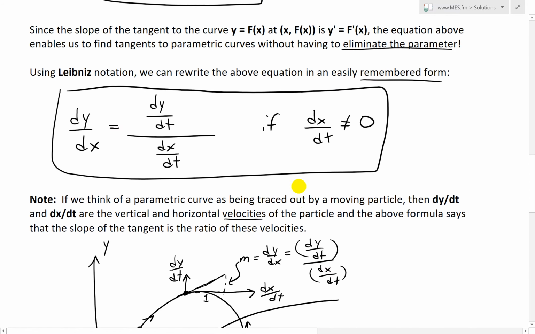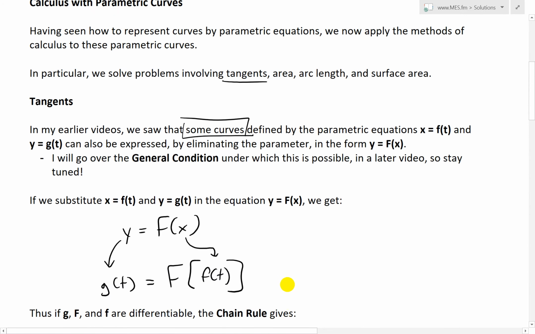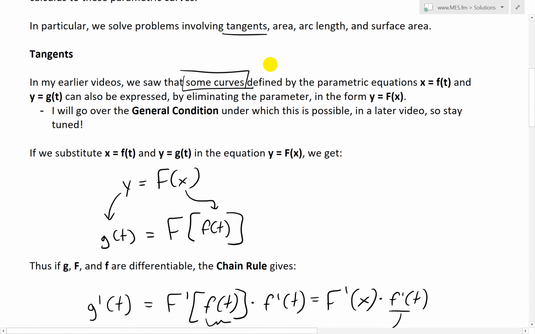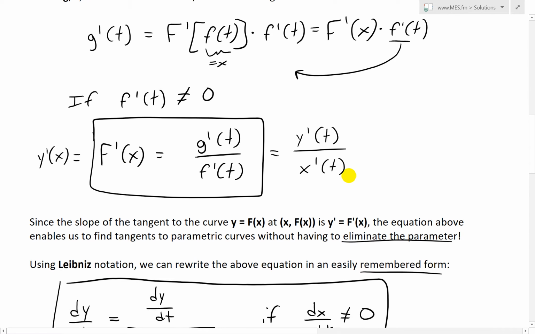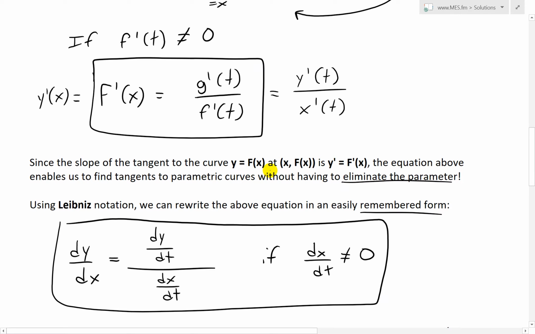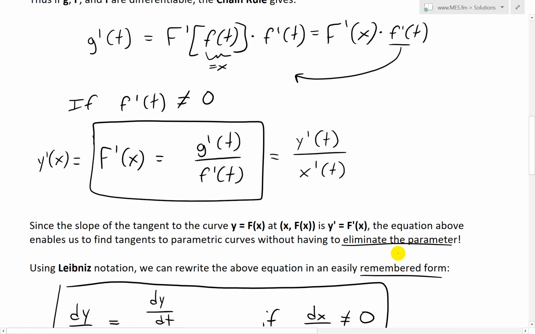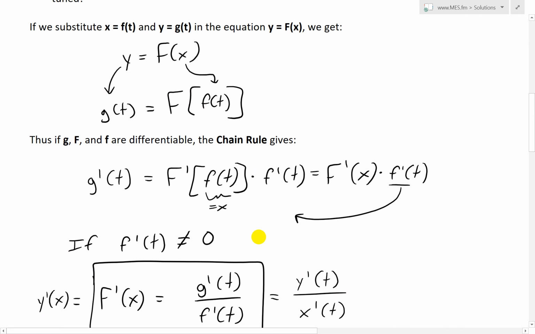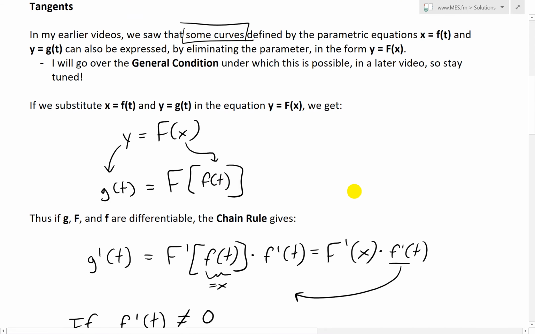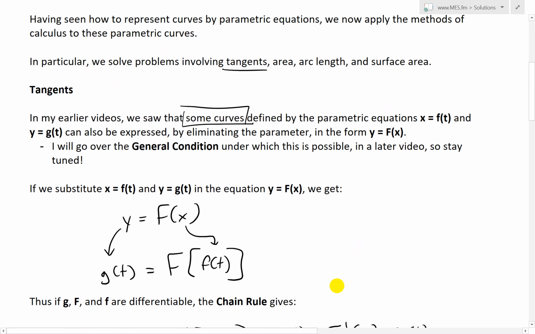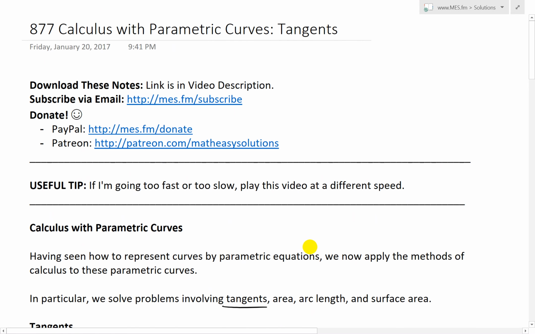If you learned from this, pretty interesting video on determining tangent lines. Now that we have this, we can determine the tangent to the curve y equals capital F of x without needing to eliminate the parameter. So we can use those parametric curves to help graph it on an xy plane. Also, in a later video, I'll go over the general condition on which it is possible to eliminate the parameter, in this case t, because it's not always possible, but I will show that in later videos, so stay tuned for that.